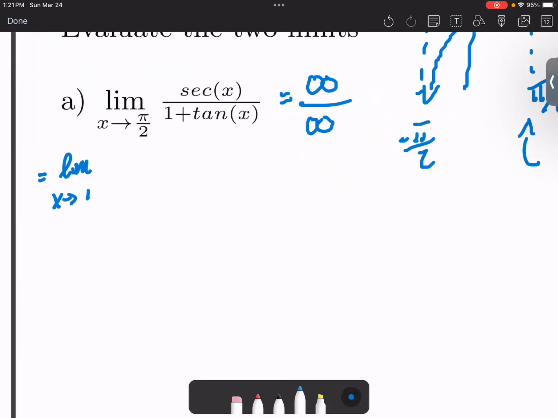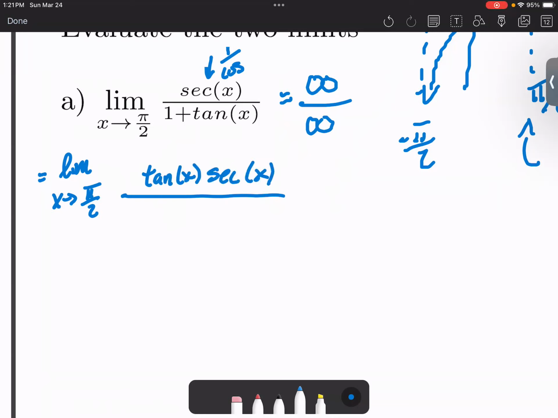L'Hopital's rule states that I should differentiate the numerator. And if you want to derive this yourself, you can write secant as 1 over cosine and use a quotient rule or a chain rule, but either way, the secant of x function differentiates as tangent of x times secant of x. And the denominator, 1 plus tangent of x, again, you can derive that yourself by observing tangent of x is sine divided by cosine, or you can memorize it. The derivative of 1 is 0, and the derivative of tangent is secant squared.